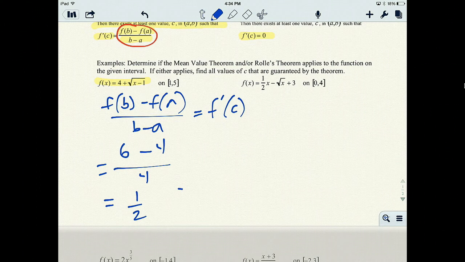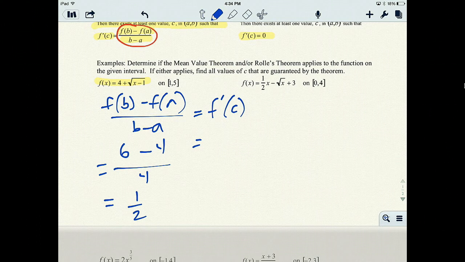So what I'm trying to say is that there has to be a point whose derivative is also 1/2. How do you figure out what that point is? Well, what you do is you take the derivative of the function, okay? Because this is f prime of c. So what I'm going to do is take the derivative of f of x and plug in c. In this particular case, the derivative of 4 is 0.